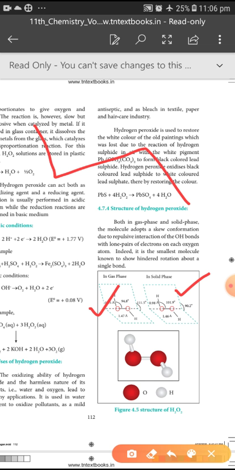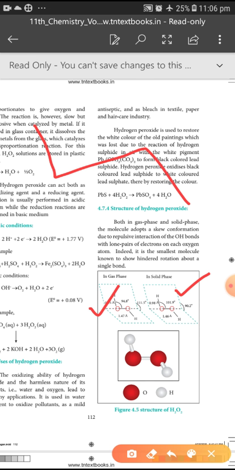So the structure of hydrogen peroxide is skew conformation due to repulsive interaction of the OH bond with the lone pair of electrons on each oxygen atom. Indeed, it is the smallest molecule known to show hindered rotation about a single bond.